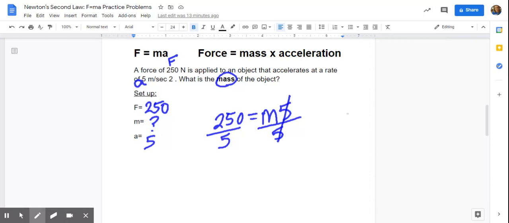Okay, so you can use a calculator if you need to. 250 divided by 5 is 50. And so my mass is equal to 50 kilograms. And you'll notice here that I added kilograms because kilograms is the unit for mass. Okay, this is my answer.